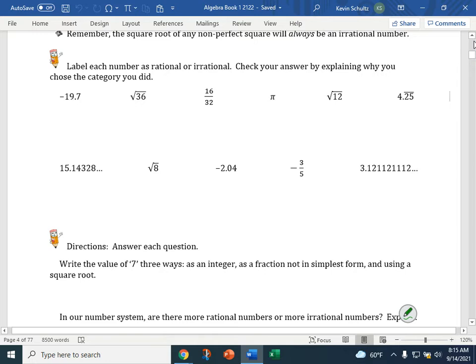Can we use an R or an I? Sure. But you do need to explain why you chose the category that you did. So negative 19.7, rational or irrational? Joey. Rational. Why do you say that? It ends.